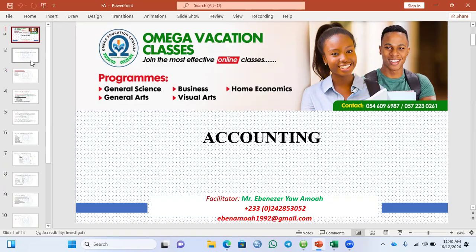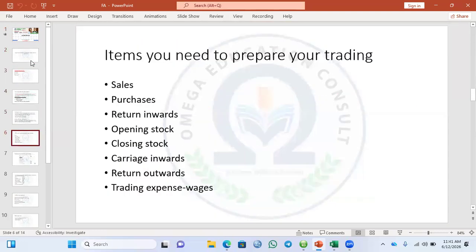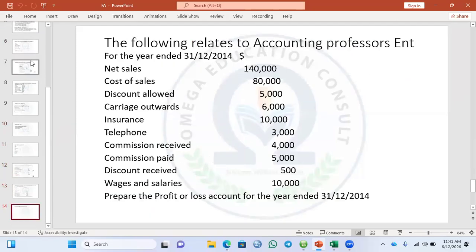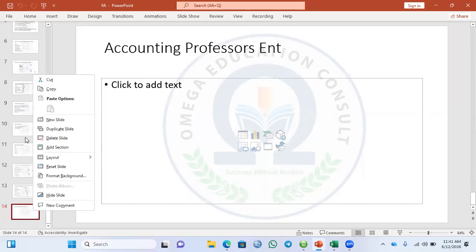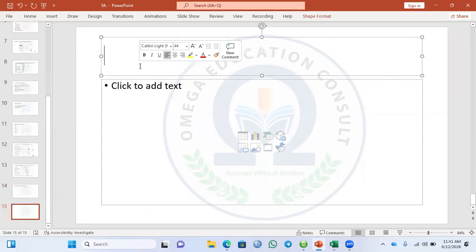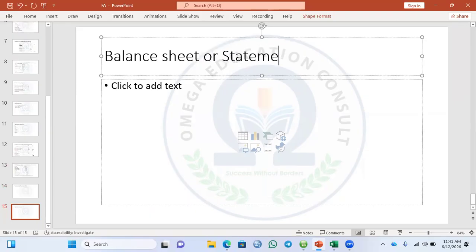For the past weeks, we have been looking at the final account of a sole trader, and we have been able to exhaust discussions on the trading and profit or loss account. Today we'll be looking at the third one, which is the balance sheet, or the statement of financial position.